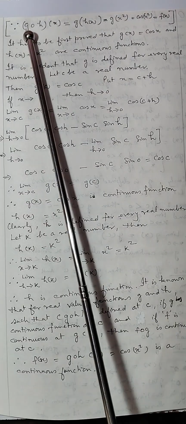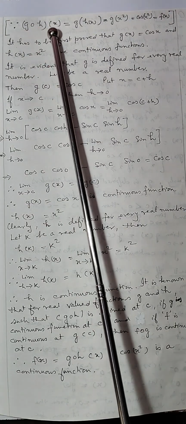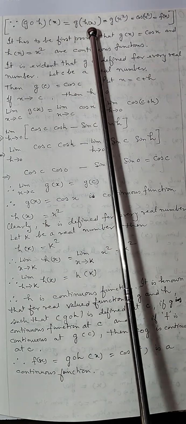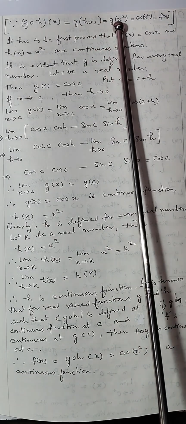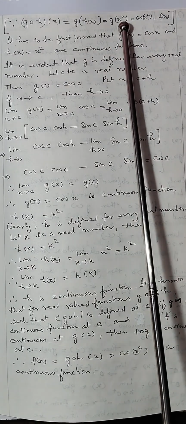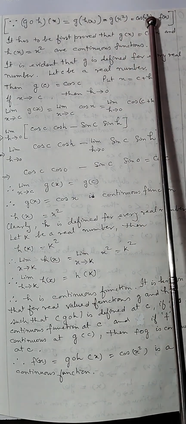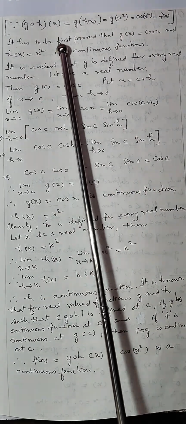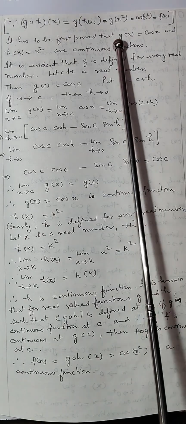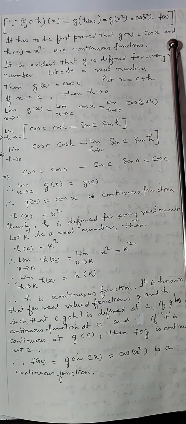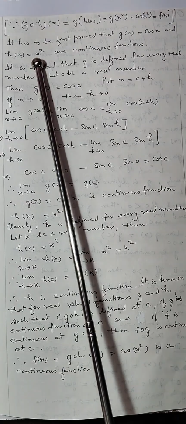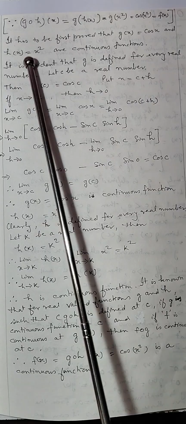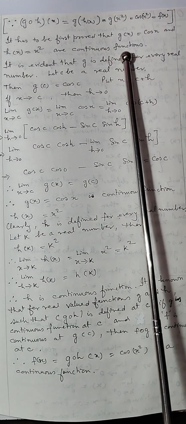Because (g of h)(x) will be equal to g of h(x), that will be equal to g(x square). So this x square, now that will be equal to cos x square, and that is equal to f(x). It has to be first proved that g(x) is equal to cos x and h(x) is equal to x square are continuous functions. We will first prove separately that g(x) and h(x) are continuous functions.